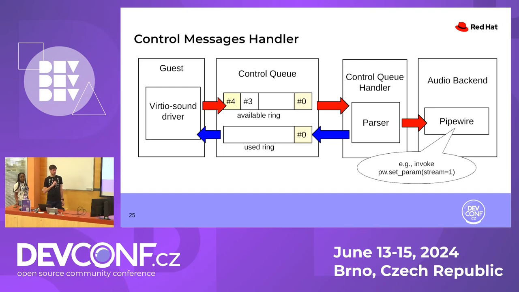So for example, let's start with the control message that they are going to send into the control queue. What we do when we get a message in the control queue, the first thing we do is to parse the request and invoke the corresponding handler, which is the SROs in red. And this is a non-blocking API that processes the request immediately. So after processing the request, we immediately notify the guest, and this is the arrows in blue.